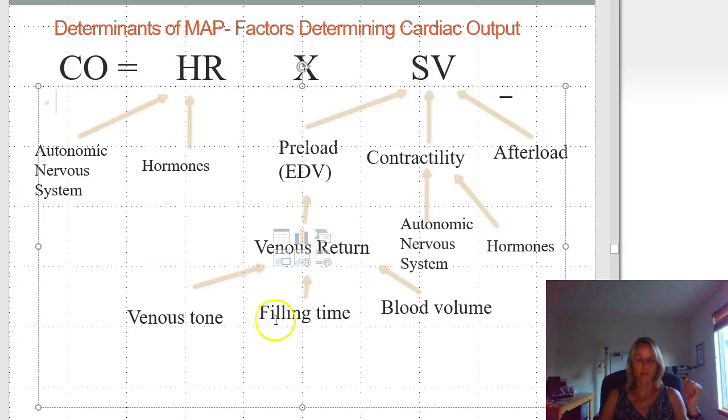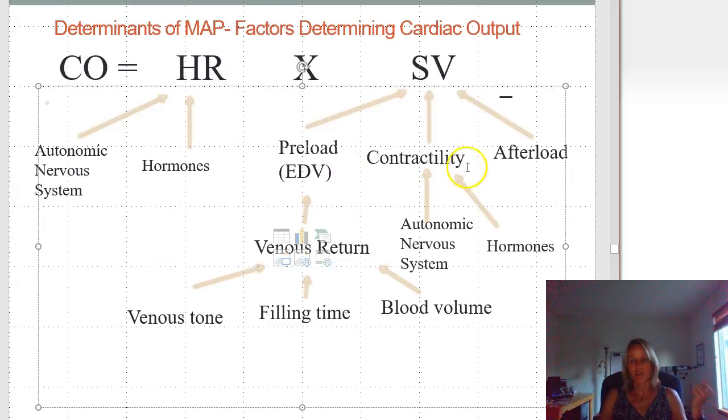Going back to this filling time again. So I said with exercise, we have other things that are happening that help to maintain, in fact, actually increase cardiac output at least 5 times. With exercise, we can do that. But if we have, say, ventricular tachycardia, where we have a really rapid heart rate due to an arrhythmia rather than exercise, that's going to lead to a decrease in venous return, a decrease in preload, a decrease in stroke volume, a decrease in cardiac output, and thus a decrease in the mean arterial pressure.